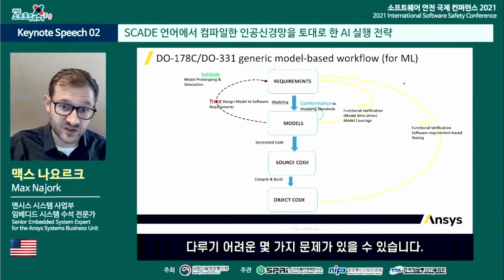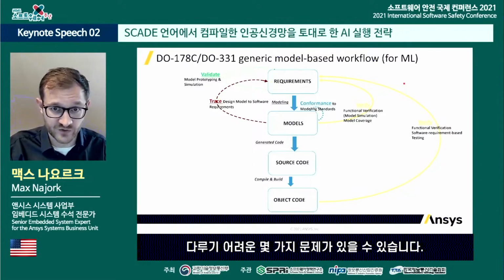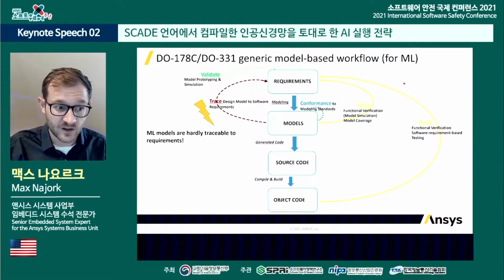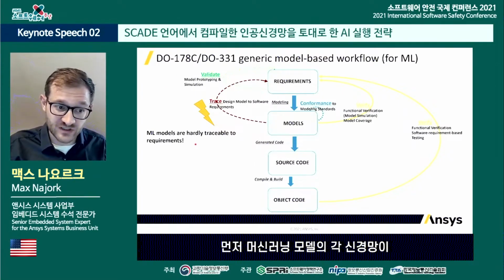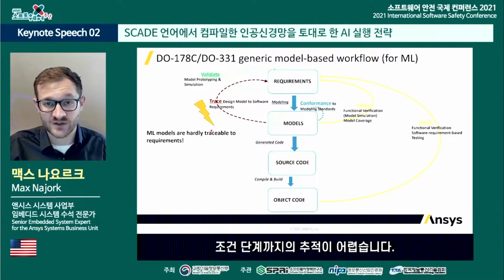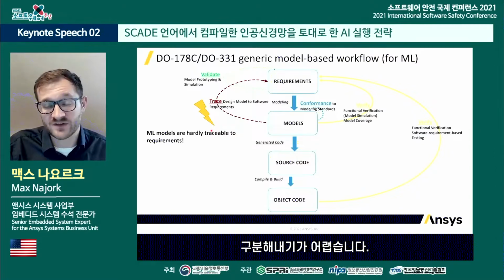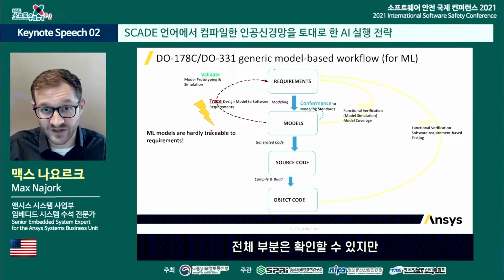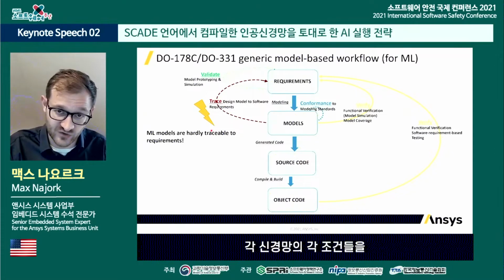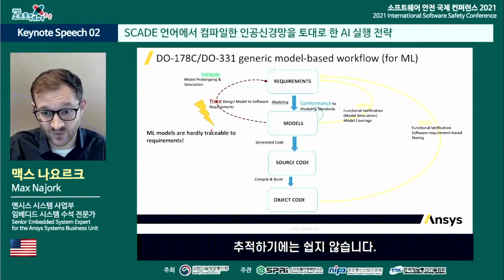Now, if we put this into the idea of an AI-based development process using machine learning models, we find that there are a few things which are tricky to impossible to do with neural networks. Firstly, the individual parts of a neural network, like the weights and activations, are hardly traceable to requirements. We cannot tell which precise part of the neural network implements a certain requirement. We have it as a whole, it does something, but we cannot trace it easily to the individual part of the neural network and the individual requirement.